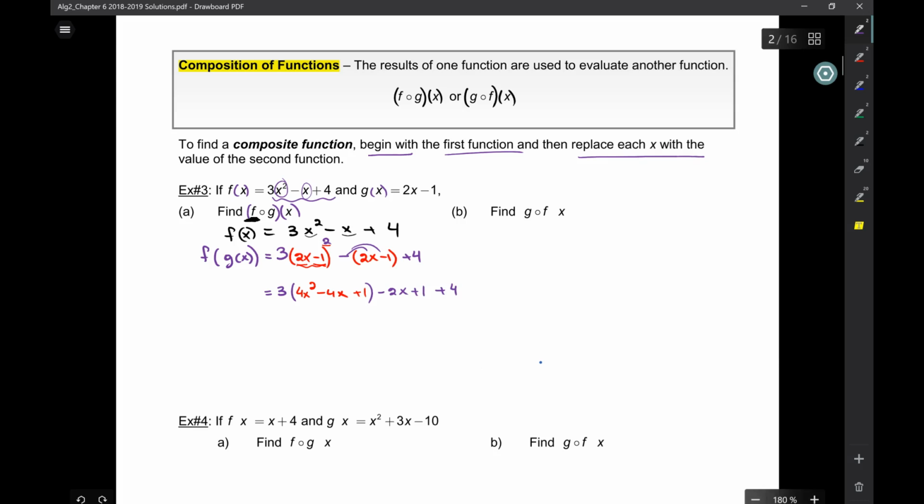Minus minus here makes plus. Okay, then 12x squared minus 12x plus 3 minus 2x plus 5. So f of g of x is finally 12x squared minus 14x plus 8.